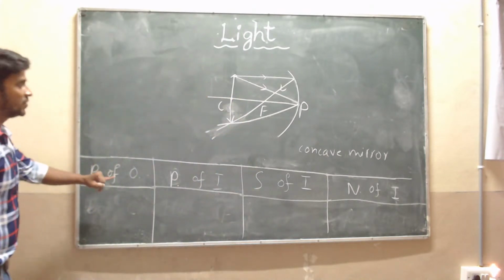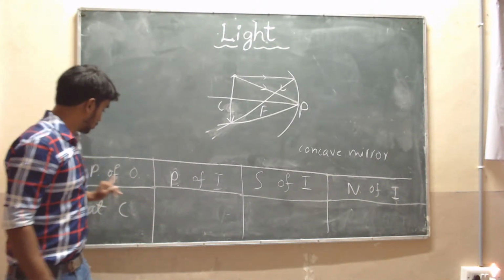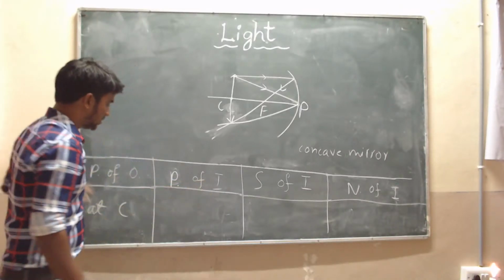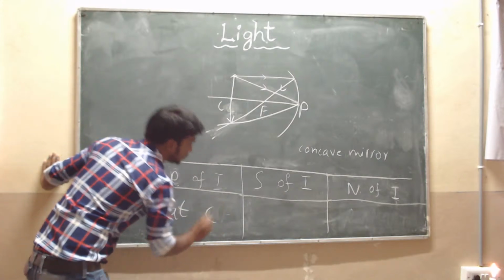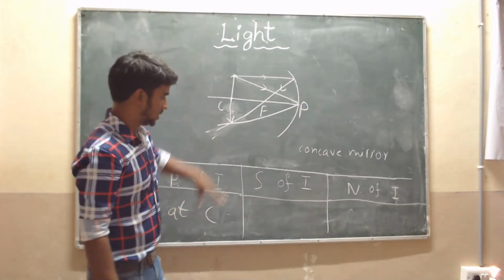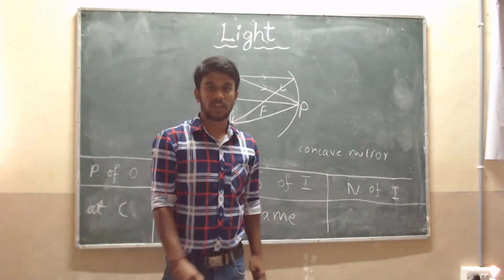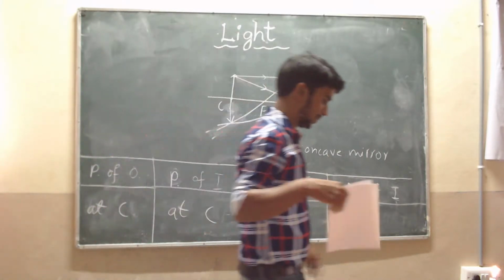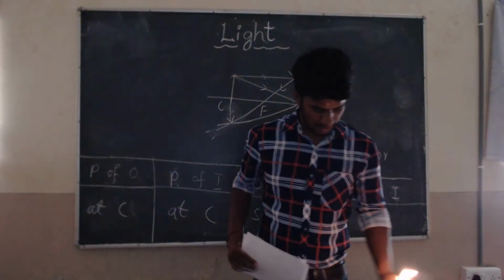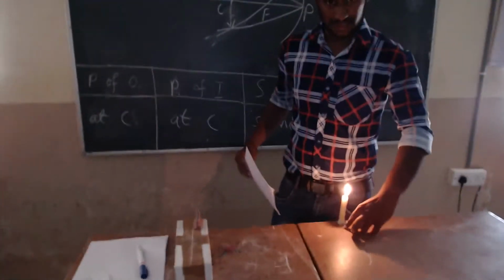So now position of the object at C, then position of the image at C only. Then what about the size of the image? See, just observe here. Both are same, right? So that's why the size of the image is same size. Next, what about the nature of the image? Okay, let's check. So now I will keep this object at C. Okay, this is the center of curvature.